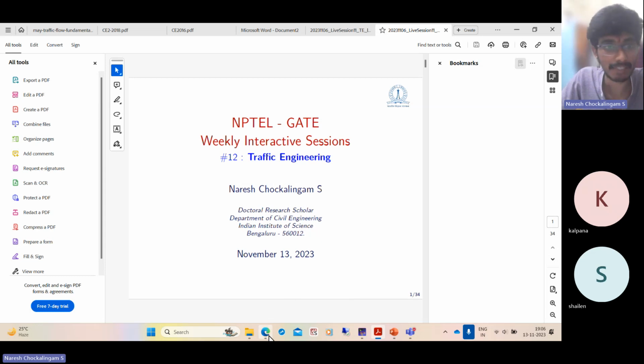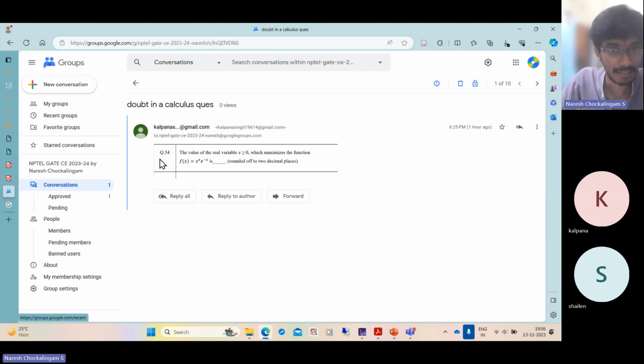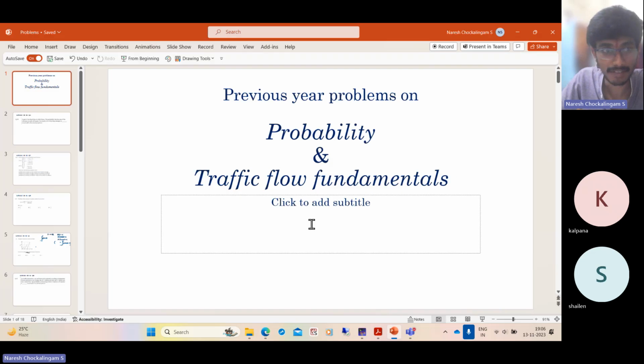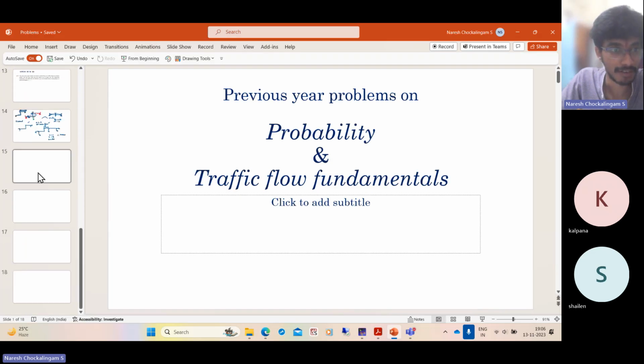Before that, we had a question from the forum: the value of the real variable x greater than 0, which maximizes the function f of x, given to two decimal places. So let us solve that first. Let me use a fresh page.